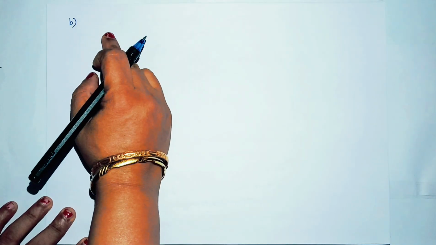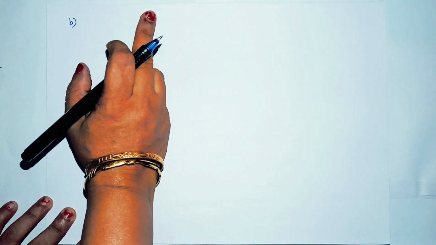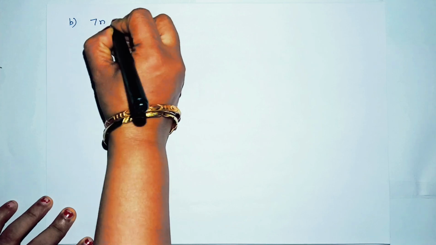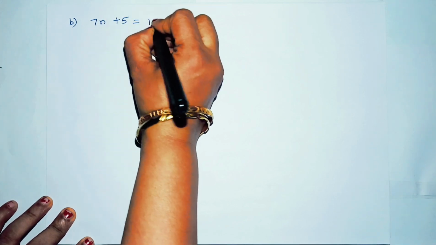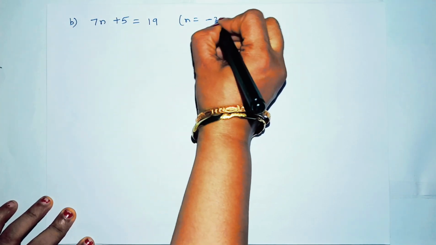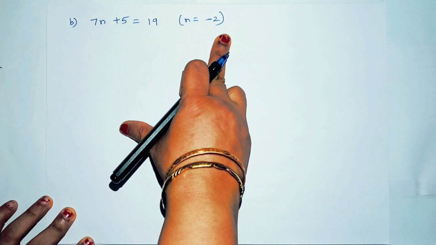The question says, check whether the value given in the bracket. Now see the given equation, and they have given you the value of the variable as n is equal to 2.